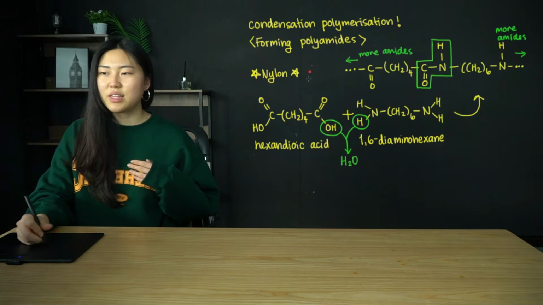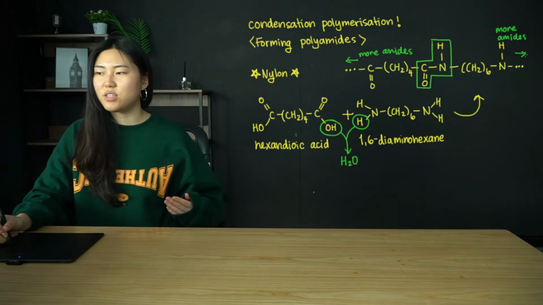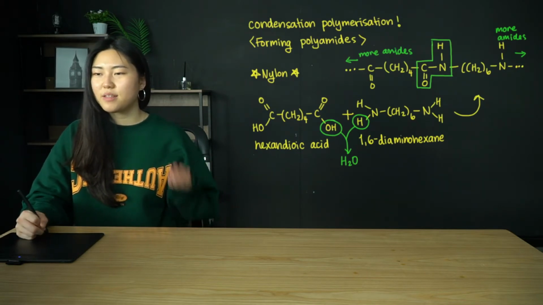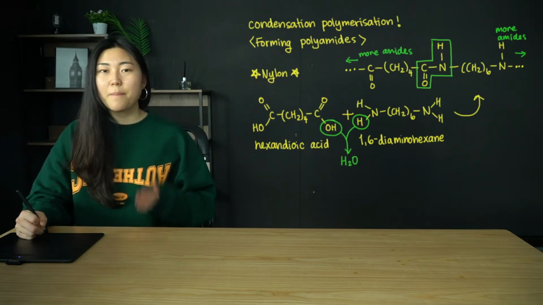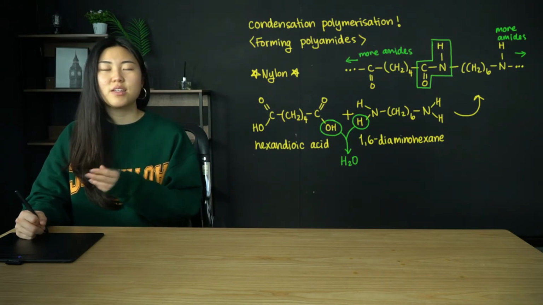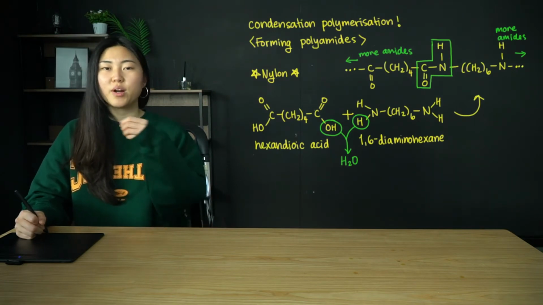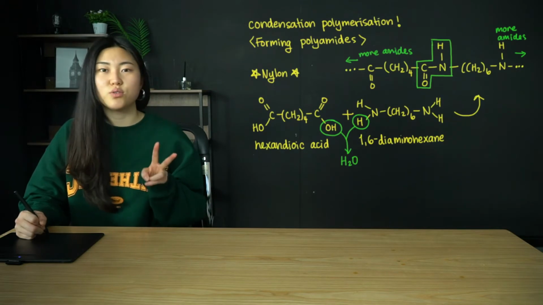Obviously, on this side we'll have more amines, and over here it's going to be the hexanedioic acid. One thing you need to notice is that when you're doing condensation polymerization, you need two functional groups per molecule, whether it's carboxyl groups, or amine groups, or an amine and a carboxyl group. So we need two functional groups.